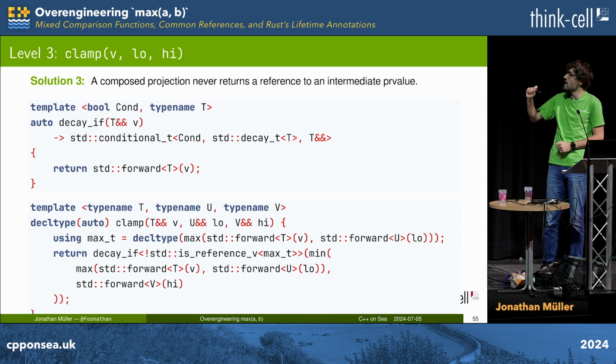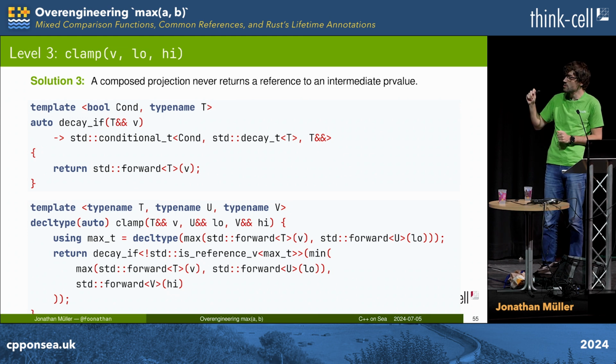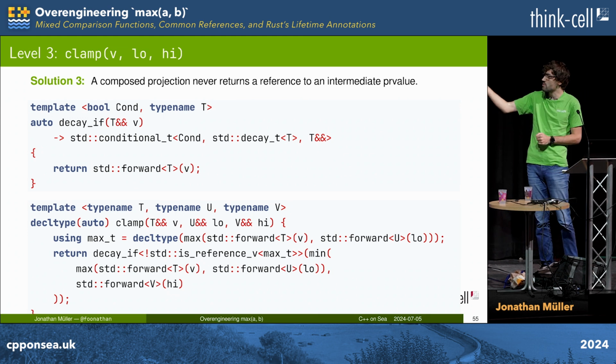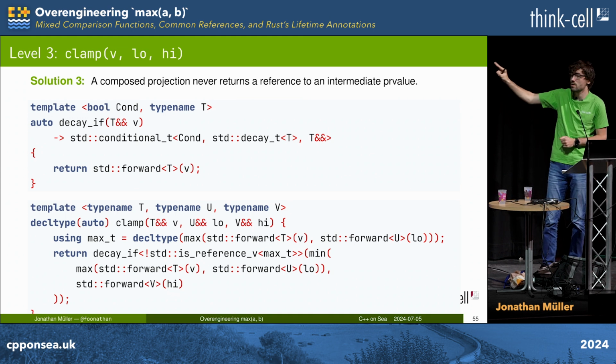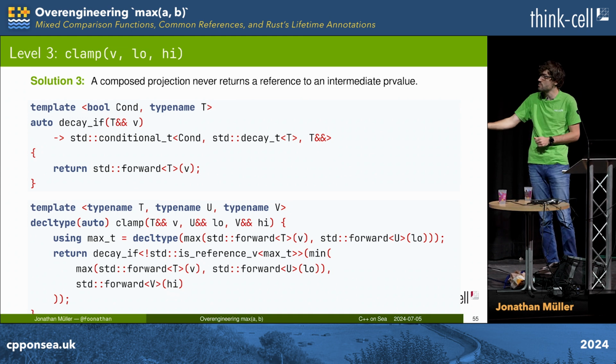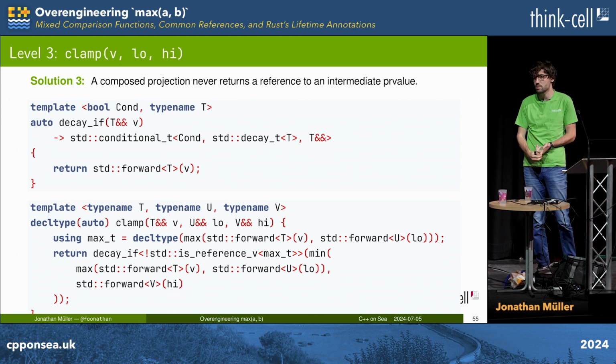So in fact, we only need to decay it if max returns a PR value. So we write the function decay if, which decays something if a boolean is true. And in this case, we want to decay it if max is not a reference. Because if max is a reference, we don't need to decay anything, it lives long enough. But if max is a PR value, we've got the dangling reference, then we need to decay. And this is like the minimal solution in order to decay. Right? This completely solves the problem without introducing any unnecessary moves, any unnecessary copies.